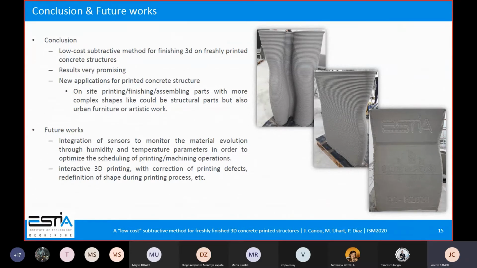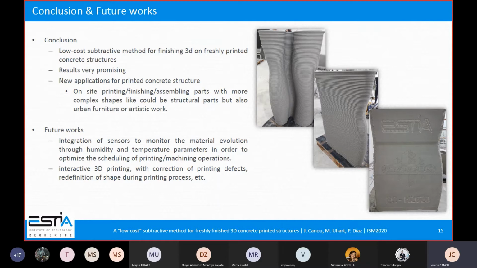We were able to demonstrate that it was possible to do some machining on freshly printed concrete structures. The results we obtained in terms of surface were, we think, promising, because we are more or less able to do some assembling thanks to printing and machining. And we think that many new applications could come from this, because printed parts are not always very perfect. So adding subtractive action could help to get complex shapes and parts that could be used.